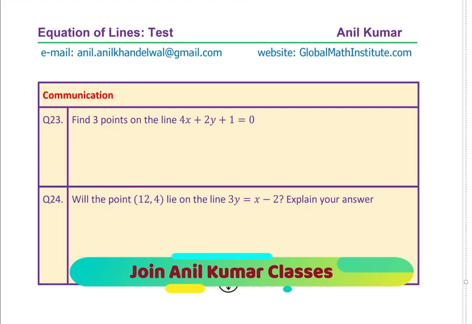Now we have questions 23 and 24, where the question is: find 3 points on the line 4x plus 2y plus 1 equals 0. And question 24: will the point (12, 4) lie on the line 3y equals x minus 2? Explain your answer.